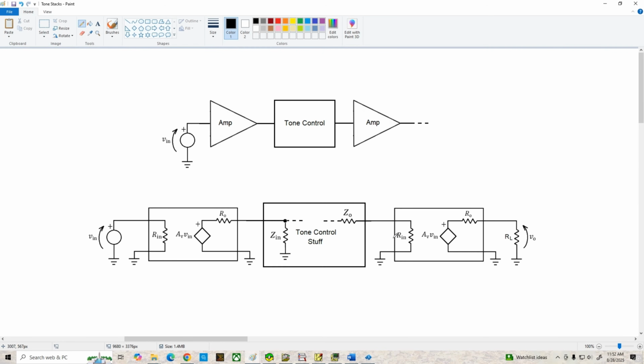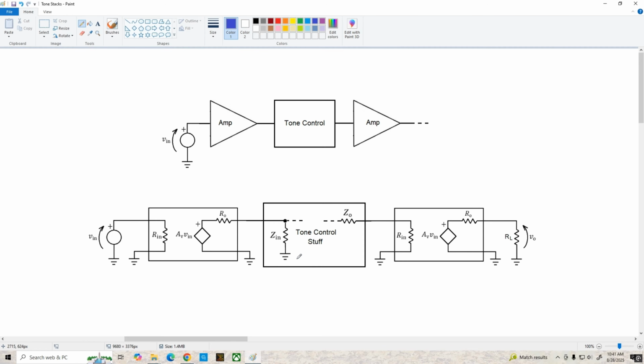Now, on the output, we're typically going to be driving an amplifier with an input resistance of at least 200,000 ohms, maybe as high as 1 meg, and that's why this voltage divider that we end up with over here is not usually that significant in our calculations.